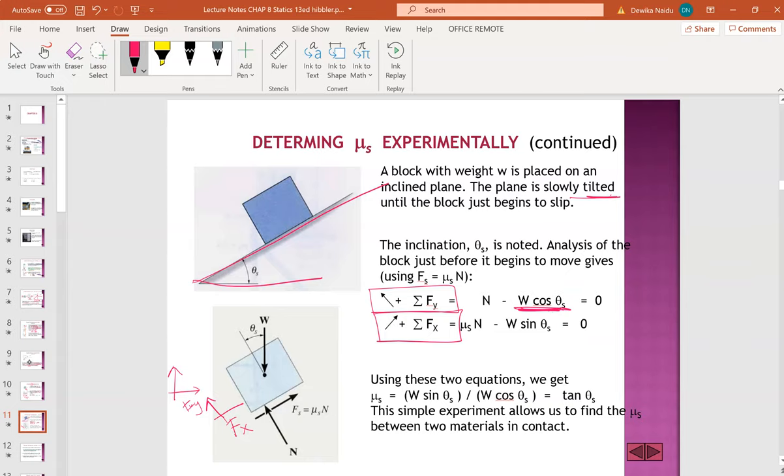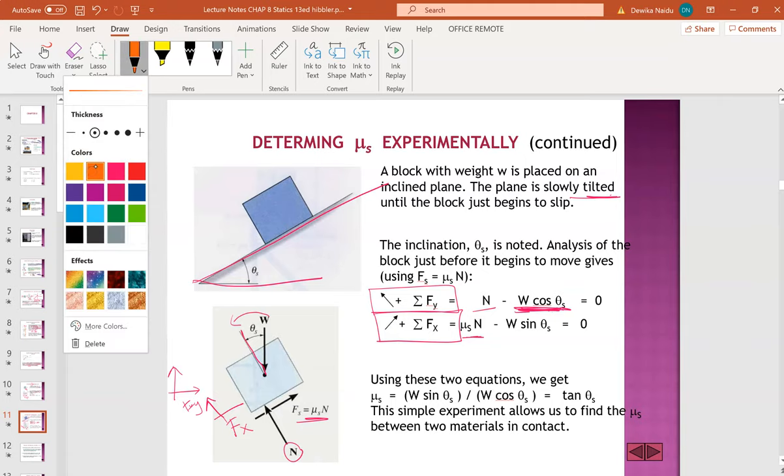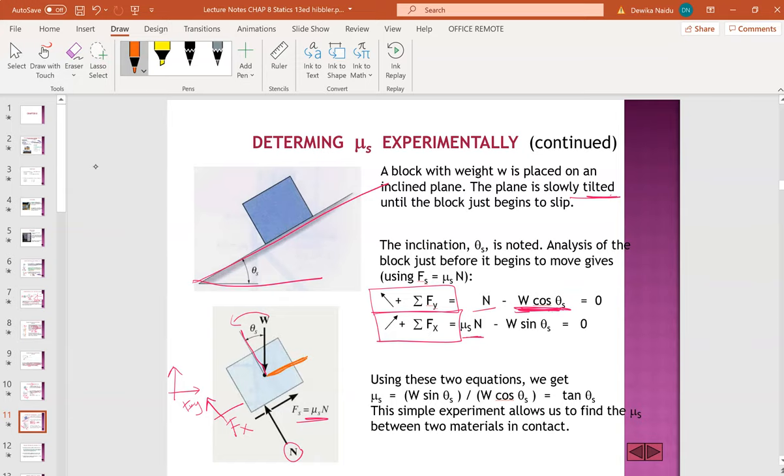If you look at Fy, it is W cos theta, and then we have the normal force here. So N minus W cos theta equals zero. For Fx, in this direction we have mu s N positive, and opposing it, the opposite side will be W sine theta. This force is moving this side, so that's why it is negative. Using these two equations, mu s is W sine theta s over W cos theta s. That's how you prove that it is tangent theta s.